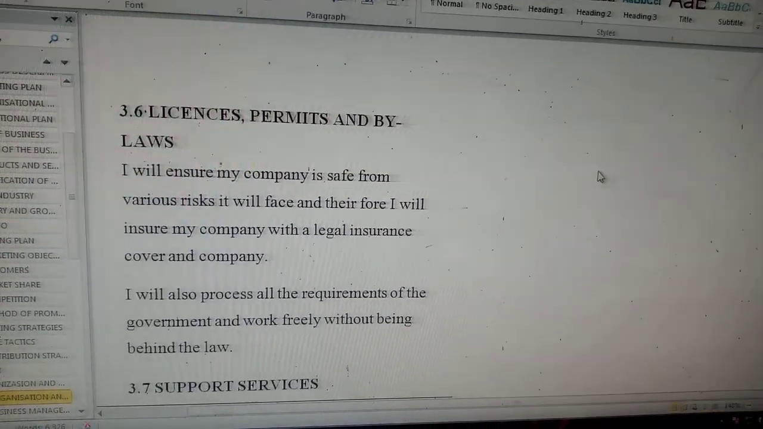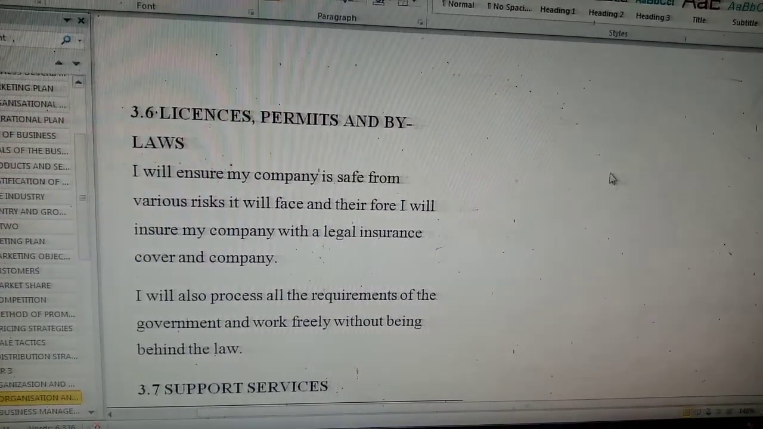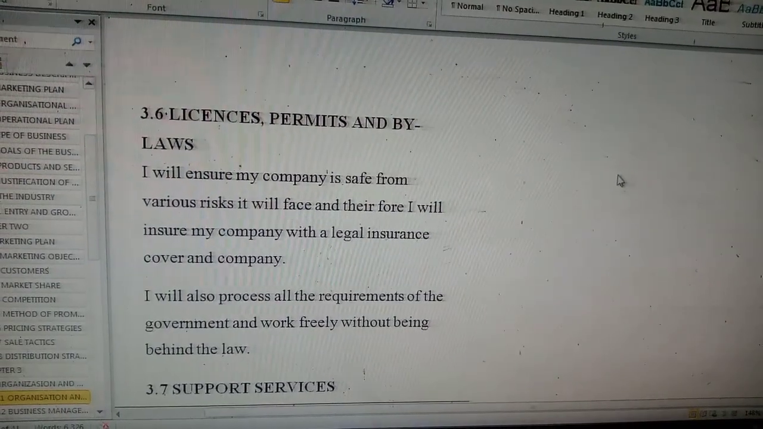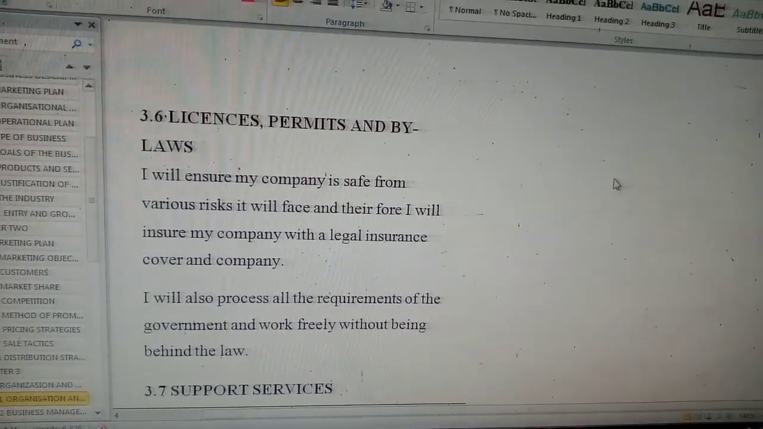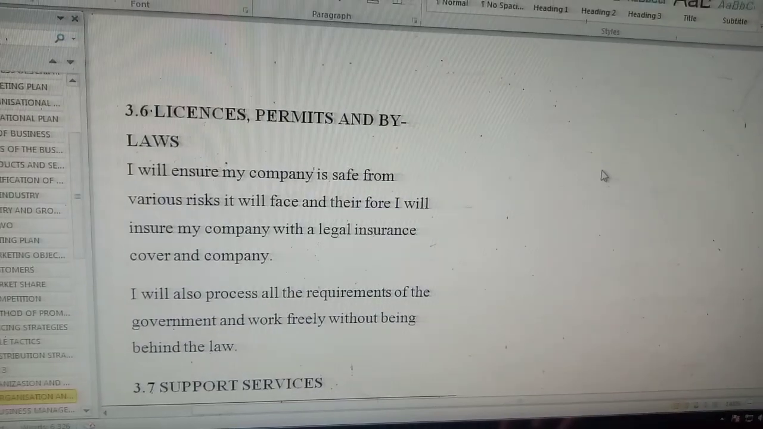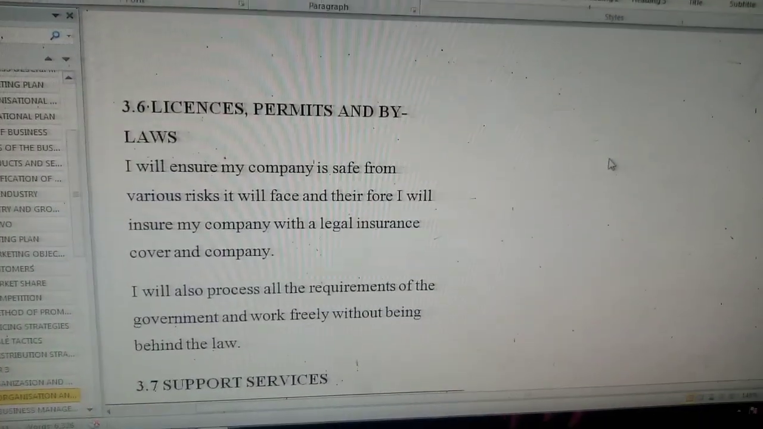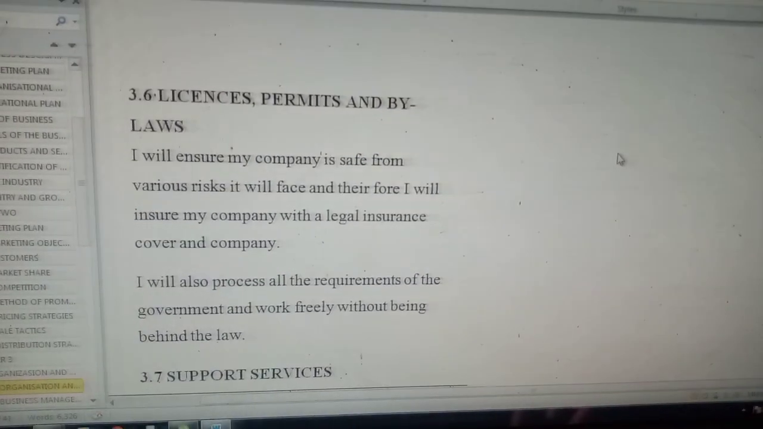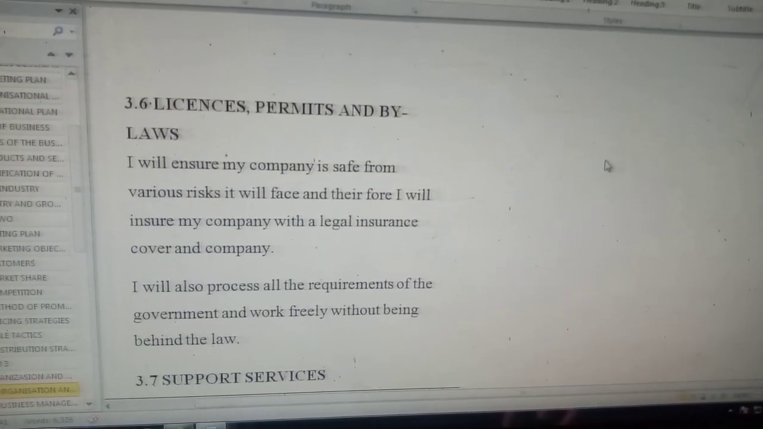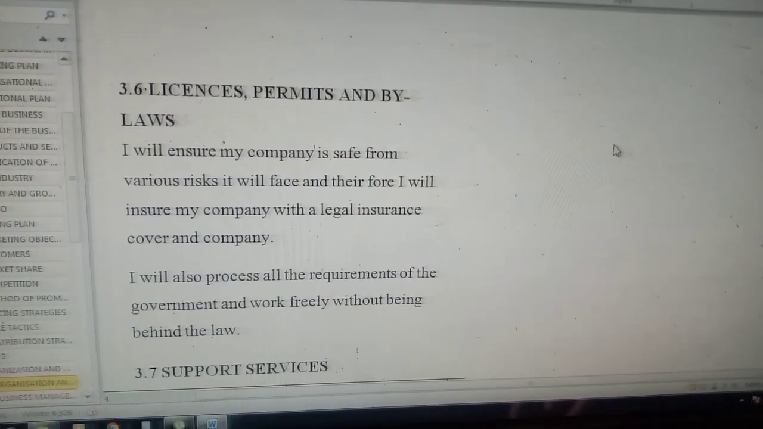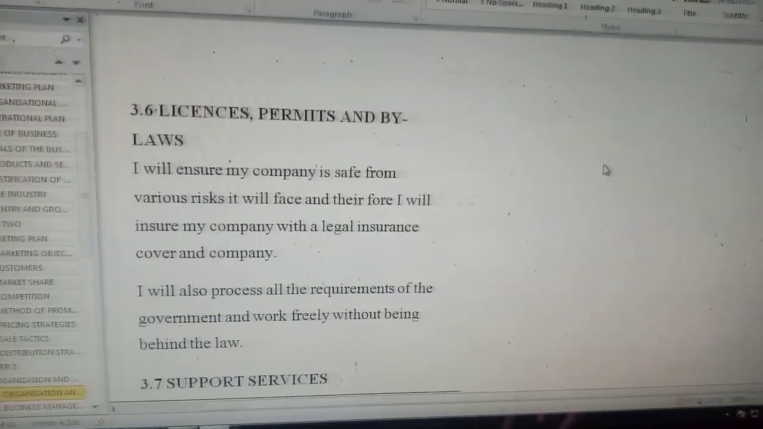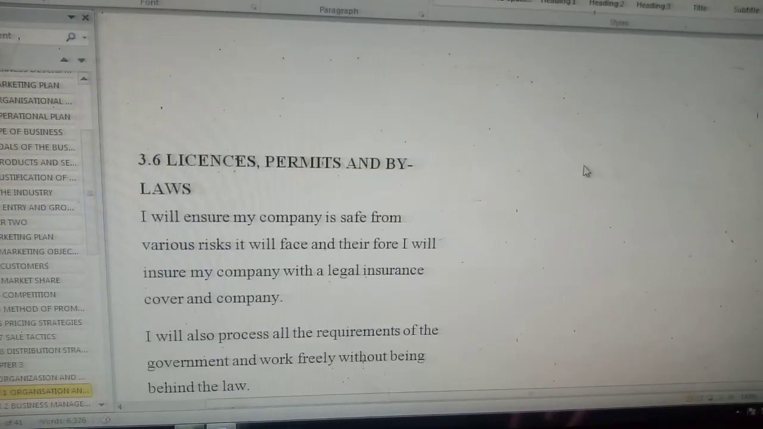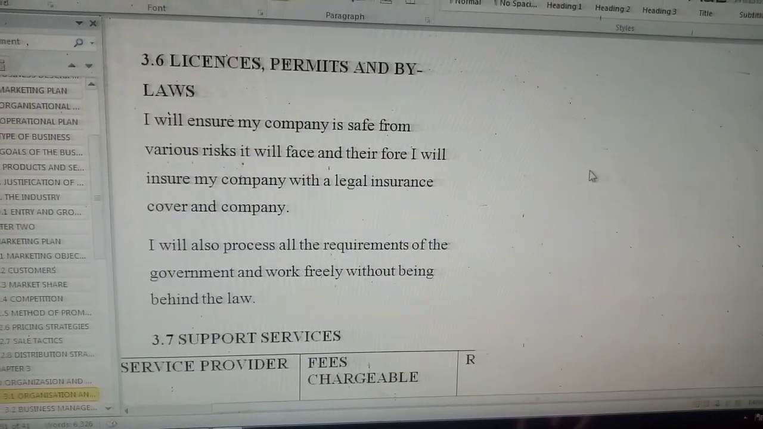licenses, permits, and bylaws. For you to set up a business, you must have some licenses. You must have permits. You can acquire some licenses from the county government, some from the national government and various bodies, like the Engineers Board of Kenya. But depending on the business you are setting up, remember, you cannot run a business without a permit or a license from the authorities. So you'll also write how you will acquire your licenses, your bylaws, and the permits.